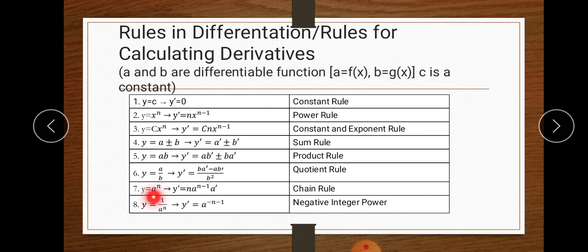Number 7. Y equals a raised to n, and the derivative is equal to n times a raised to n minus 1 times the derivative of a, and this is called the chain rule. Number 8. Y equals 1 over a raised to n, and the derivative is equal to negative n times a raised to negative n minus 1, and this is called the negative integer power rule. And these are all the rules for calculating derivatives.